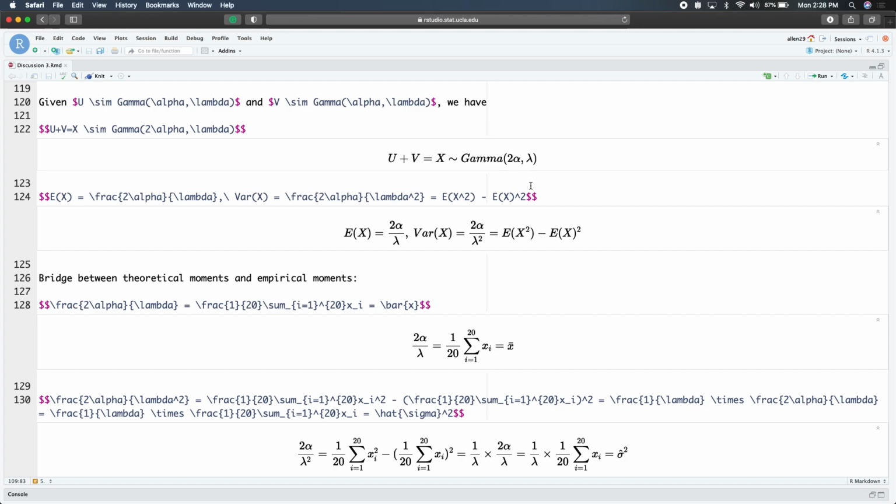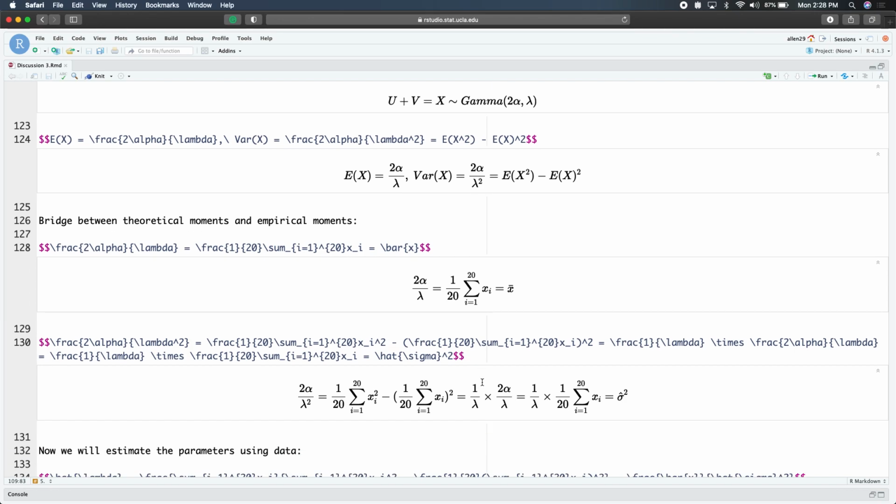Then we are going to bridge the moments with our sample average and the sample variance. Starting from here, 2 alpha over lambda is our left-hand side. For the right-hand side, we have 20 observed data, so we just take the sample average. I use X bar instead of this summation term here. So we have one equation here that we are going to solve later.